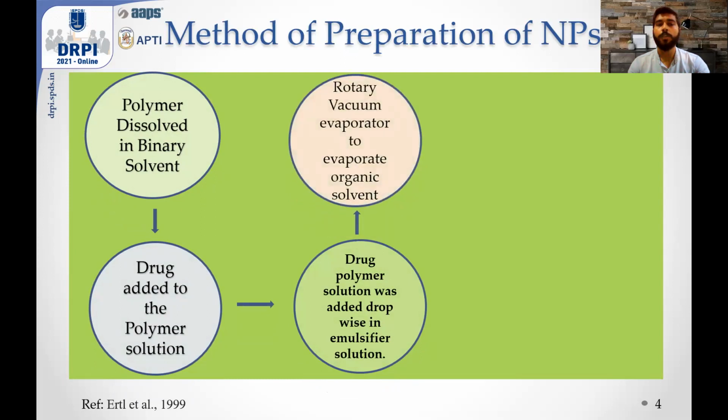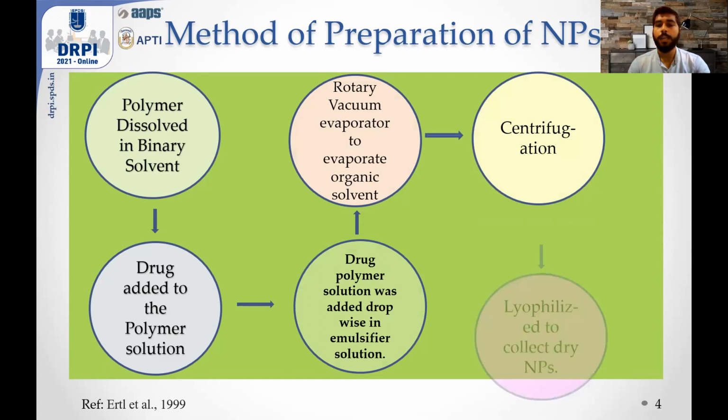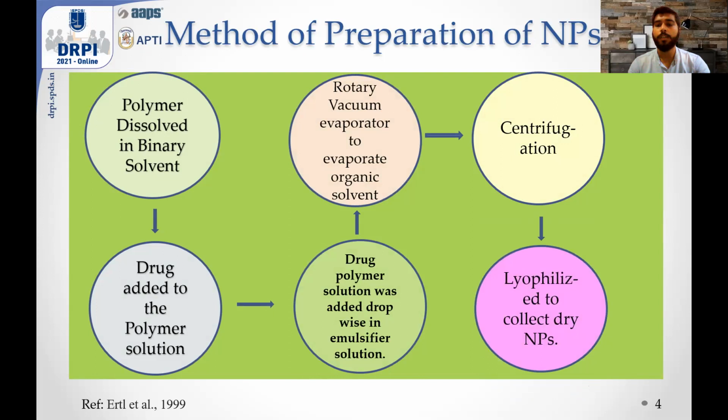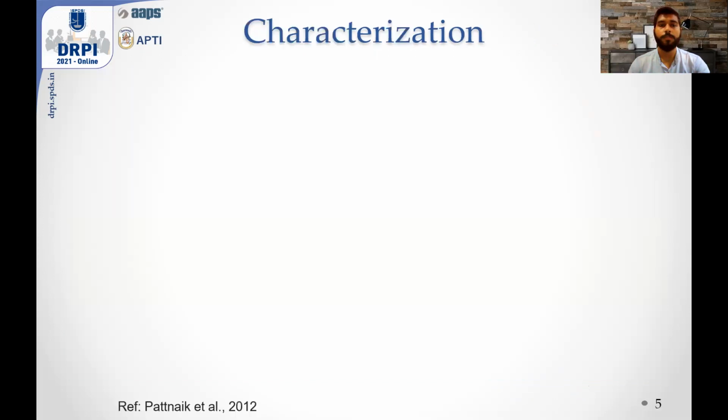The obtained emulsion was transferred to a round bottom flask which was set in a rotary vacuum evaporator to evaporate the organic solvent. After the evaporation of the organic solvent, the emulsion was centrifuged to collect the nanoparticles, and the nanoparticles were collected in a petri dish and frozen. After freezing, the nanoparticles were lyophilized to collect dry nanoparticles.